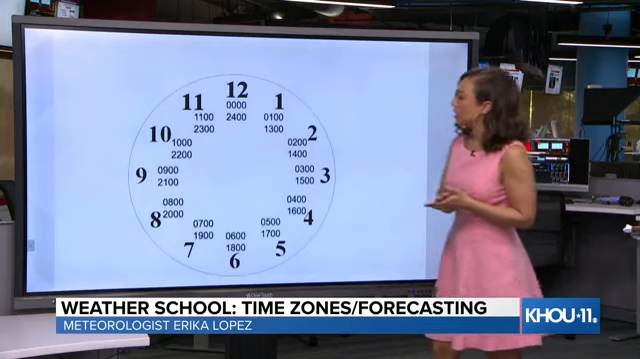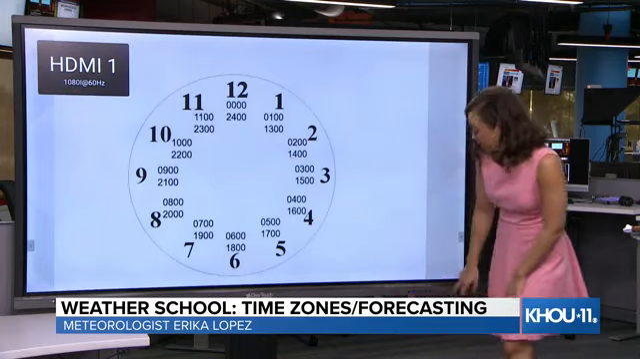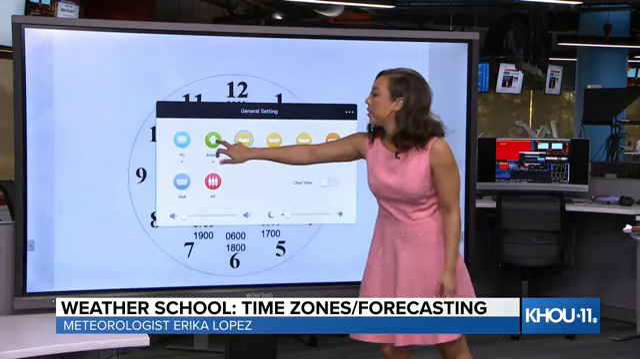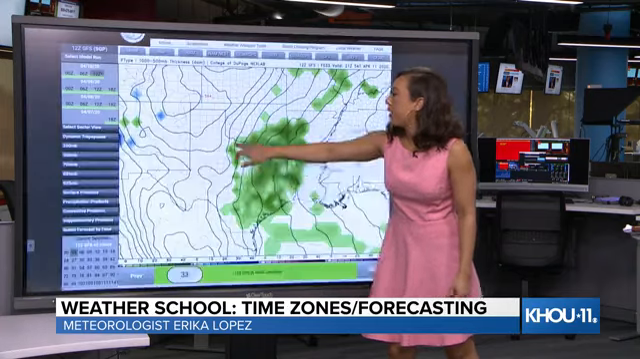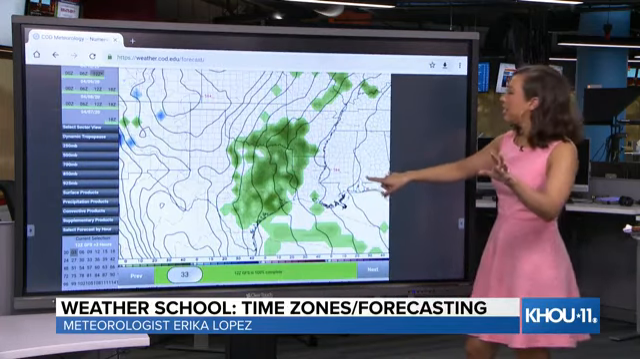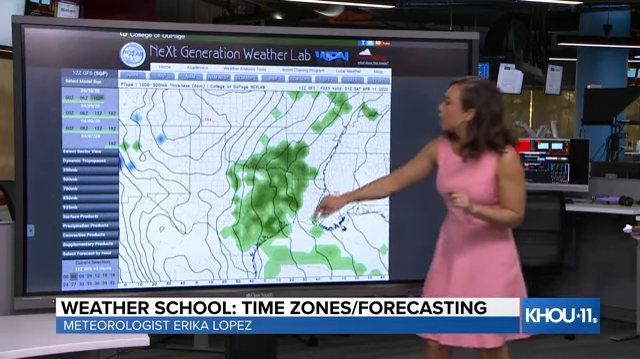All right, here's our clock, 1600. Let's look for that number, 4 p.m. All right, so 1600 military time, 4 p.m. That's the time that we're looking at. And now I'm going to go back to our computer model because I know what time we're looking at here. And so that means we're likely going to see rain 4 p.m.